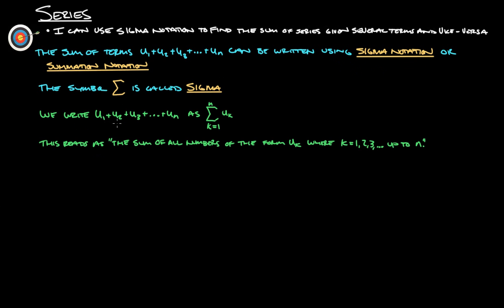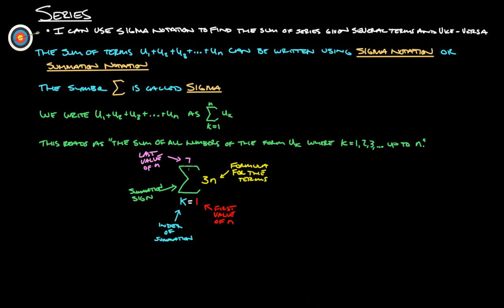We write u1 plus u2 plus u3, and so forth, all the way up to un, as this here. We've got our sigma notation, k equals 1 on the bottom and n on the top, and then we've got our u sub k out here. So this reads as the sum of all numbers of the form u sub k, where k equals 1, 2, 3, all the way up to whatever n ends up being. That n is going to be the last term in the sequence.